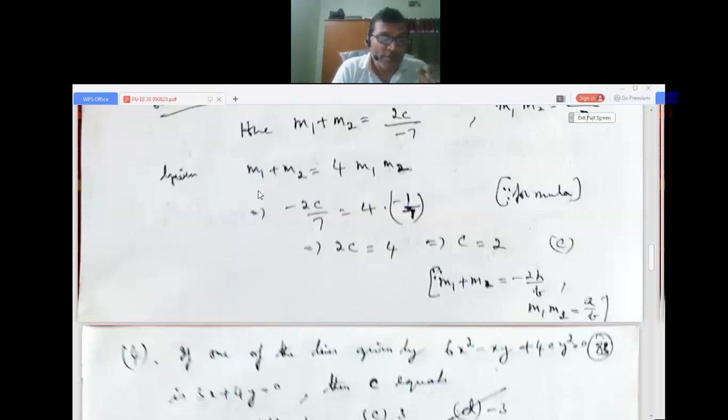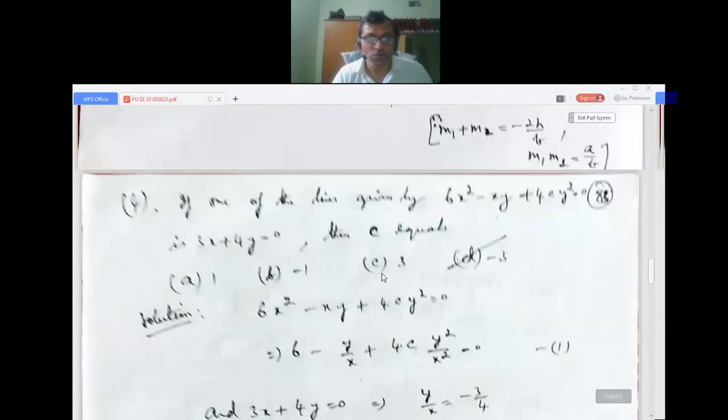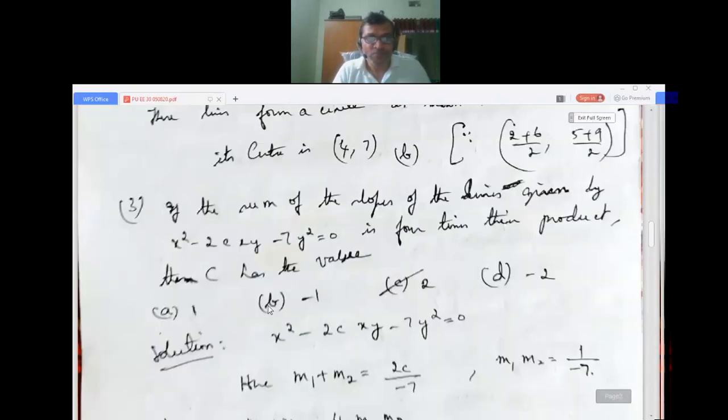It is also given that the sum of the slopes is equal to 4 times the product of the slopes. So minus 2c by 7 equals 4 times minus 1 by 7. So 2c equals 4, so c equals 2. So this is the main aspect here.